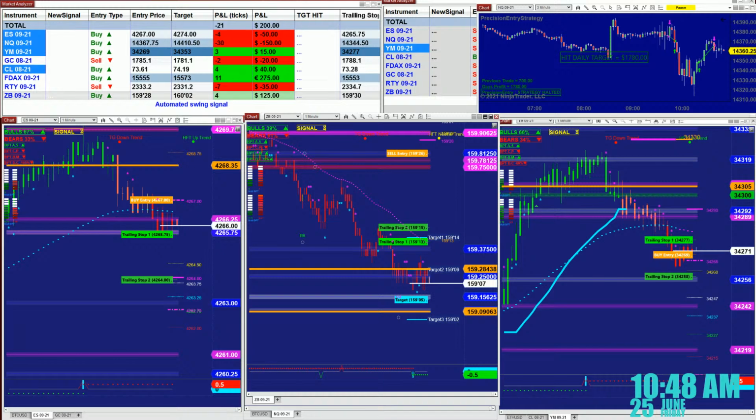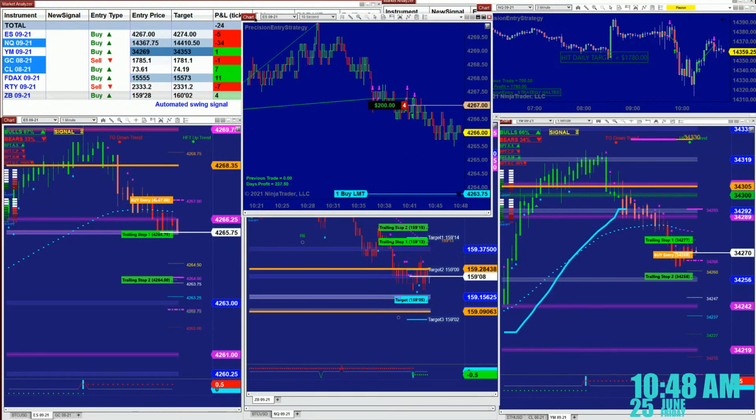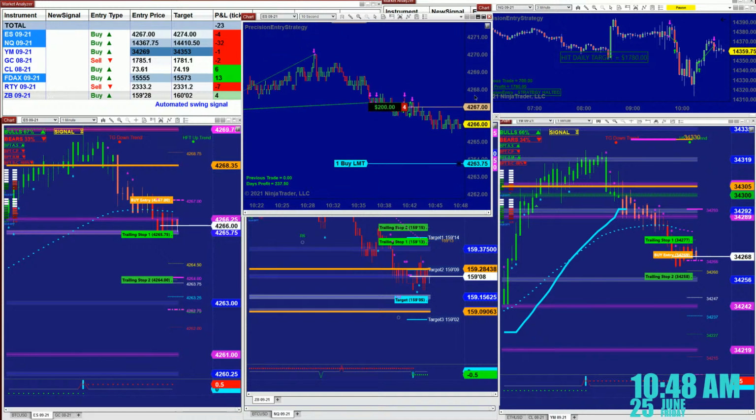So if we look at this 10 second, this time the 10 second is going through, but as you see on that trade on the ES, it's not over.